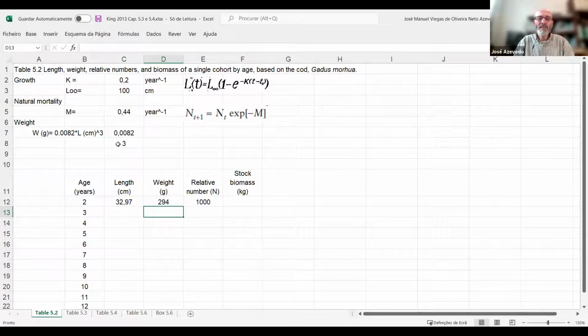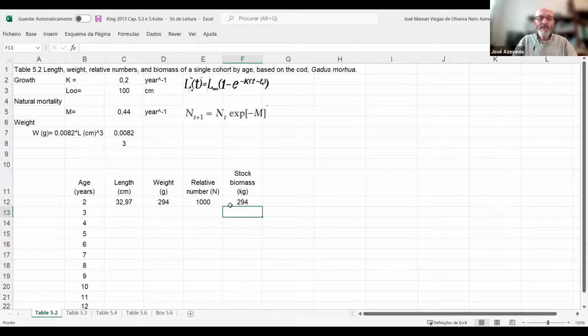And there will be 1,000 of them, right? So the stock biomass will be 194 grams times the relative number of fish. And because we want to give this in kilograms and weight is in grams, we'll have to divide this by 1,000. And there we go. Right.